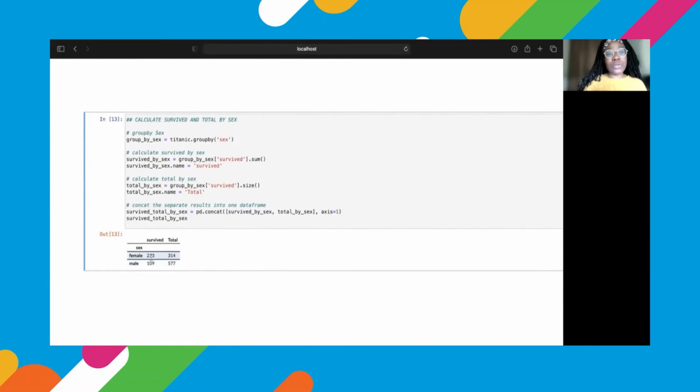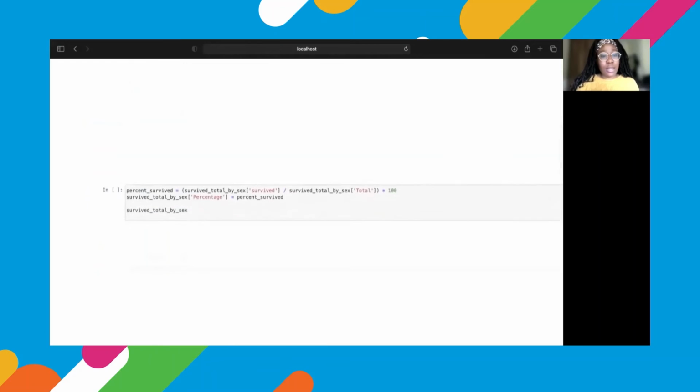So we can see 233 females survived out of 314. That's a huge majority. So we can see again, females are more likely to survive from this information, and males 109 out of 577. That's really shocking. Again, it goes back to the kind of conduct that was there back in the day of women first, children first. So females and children were more likely to get on the lifeboat than males.